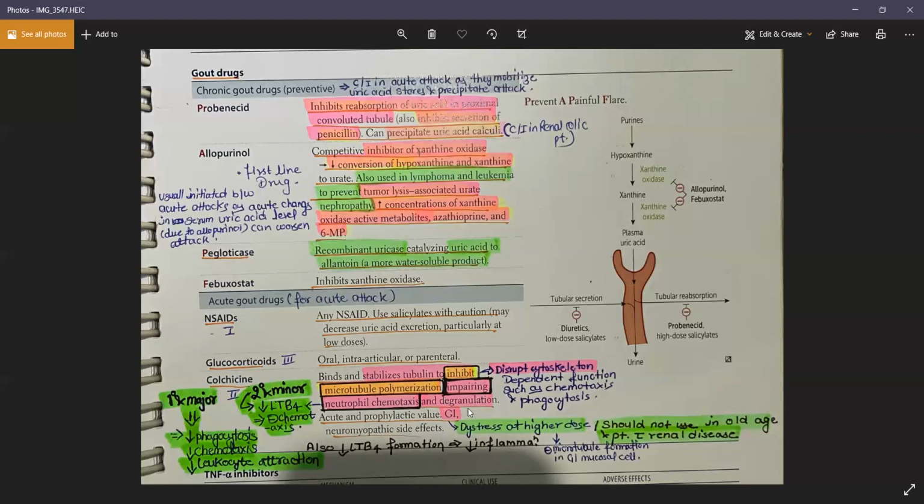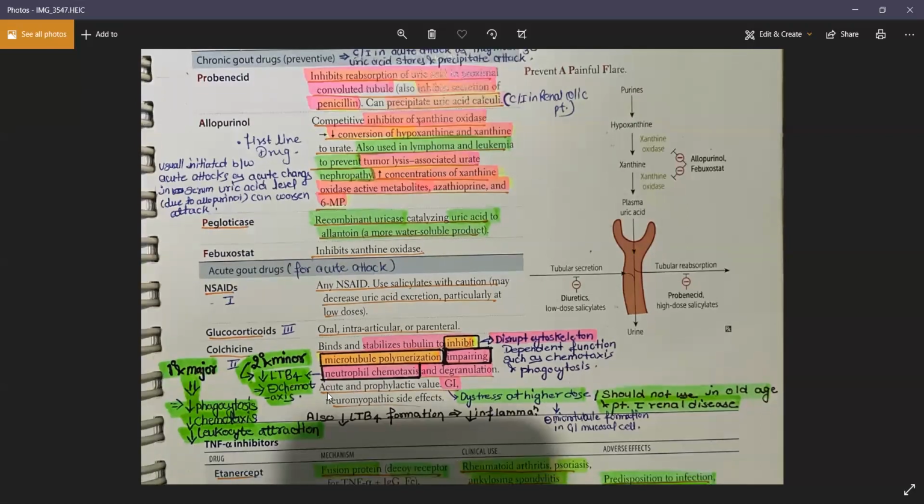Side effects include GI distress, because these agents inhibit microtubule formation. Any cell which is dividing very rapidly will be affected, right? So I can get diarrhea, nausea, vomiting. This is a major side effect of these drugs. You can also get neuromyopathic side effects, because they're inhibiting the microtubule. They can also inhibit neurotransmitter transfer, right? So you can get the neuro side effects also, which are minor ones.